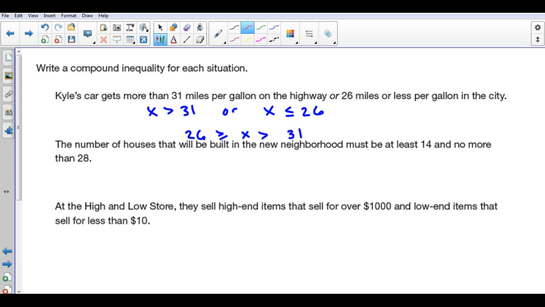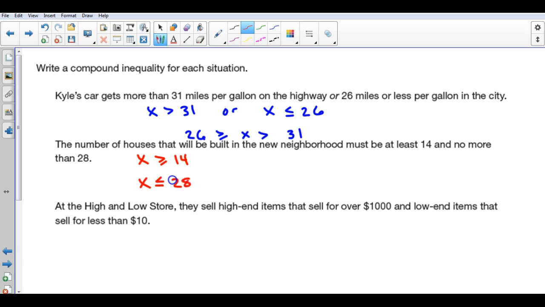Next one, number of houses that will be built in a new neighborhood must be at least 14. So X is greater than or equal to 14, because 14 is okay. 15 is okay because it's at least 14, but no more than 28. So is 28 okay? It says no more than 28. So 28 is okay, but if I have 30, that's a problem. So X has to be less than or equal to 28 and greater than or equal to 14.